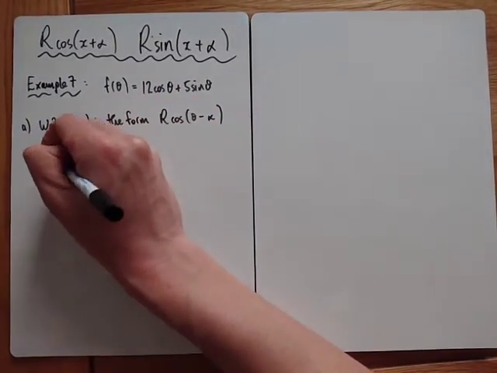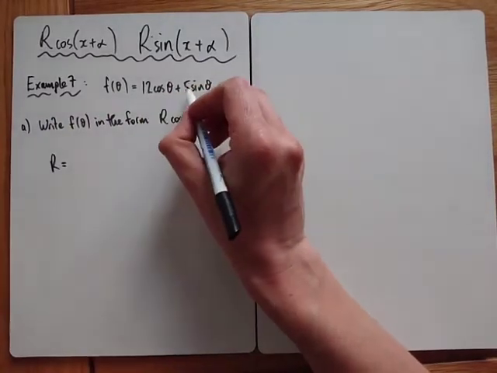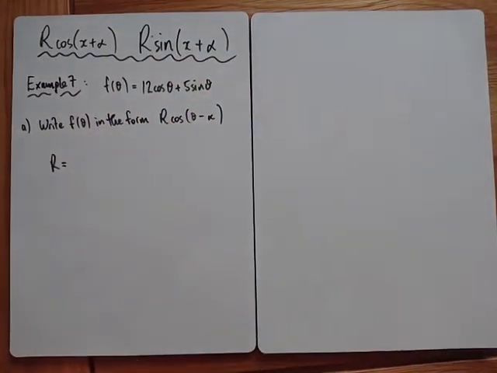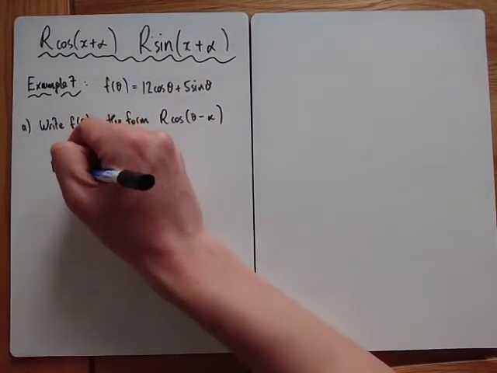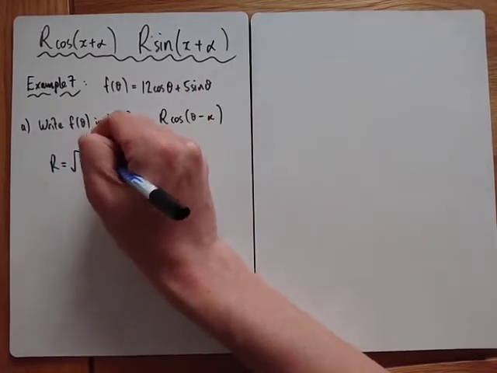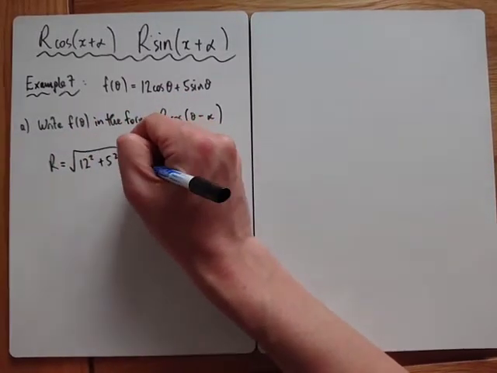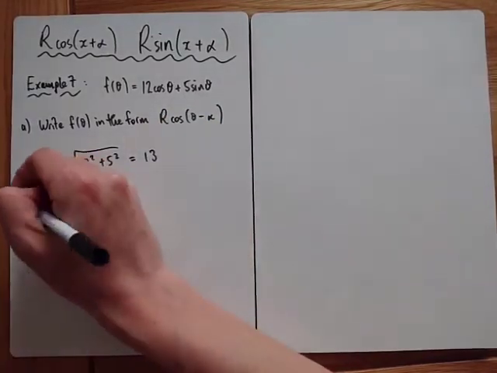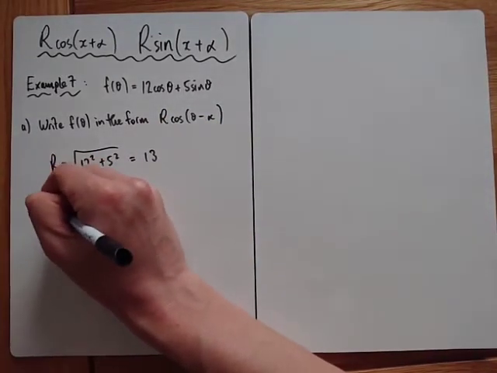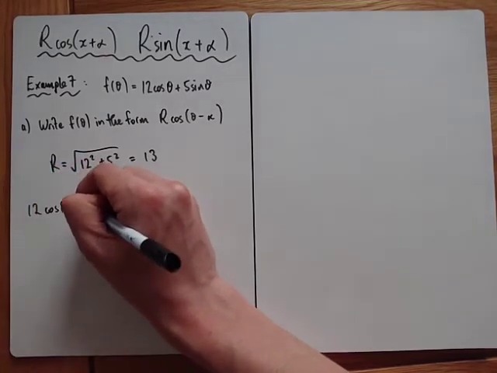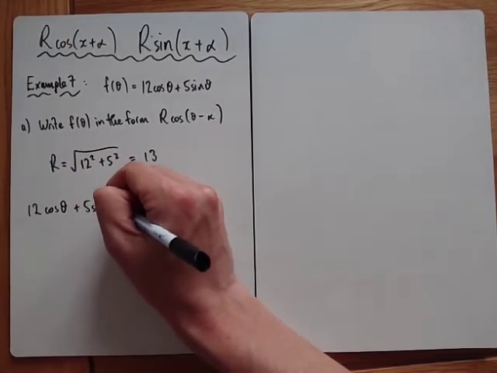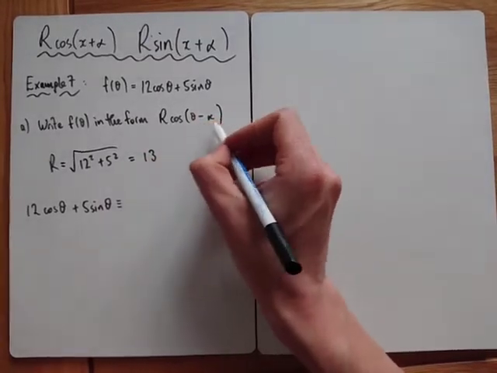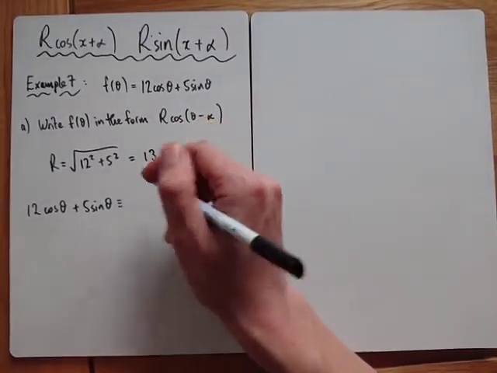So we can see that r would equal, we've got 12 and 5, that's another Pythagorean triple, it'll be 13, but we'll do the calculation. The square root of 12 squared plus 5 squared, and that'll give us 13. So we know that 12 cos theta plus 5 sin theta, we're going to compare that to this form, which I'm going to rewrite, 13.